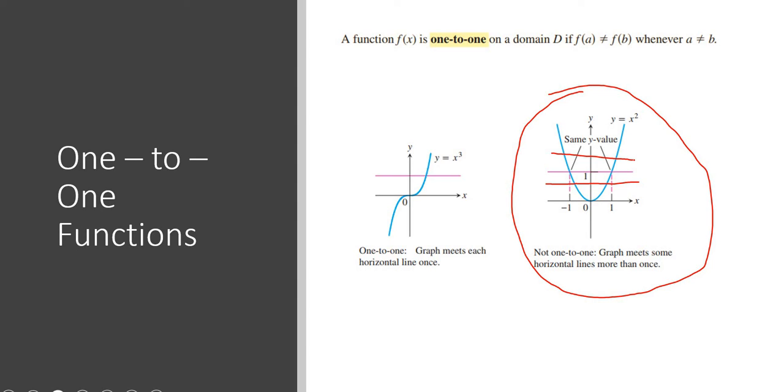And the textbook definition of that is if a function f of x is one-to-one on a domain D, if f of a does not equal f of b whenever a does not equal b. And that's just saying the same exact thing. There are no places where we have two equal y values. A one-to-one function is never going to have two y values that are the same, and a not one-to-one function is going to have two or possibly more y values that are the same, even with different x values.